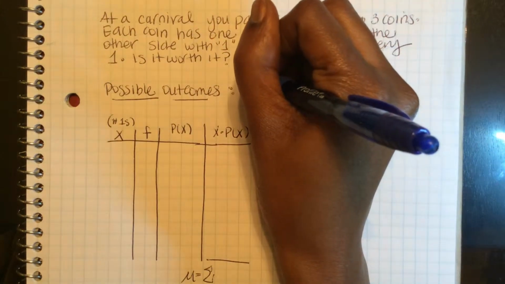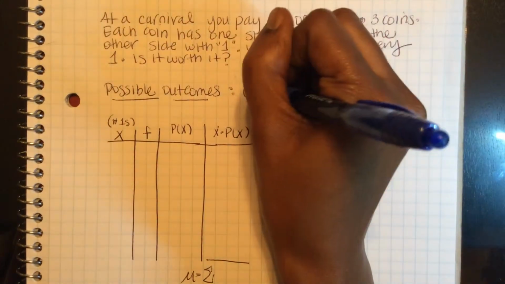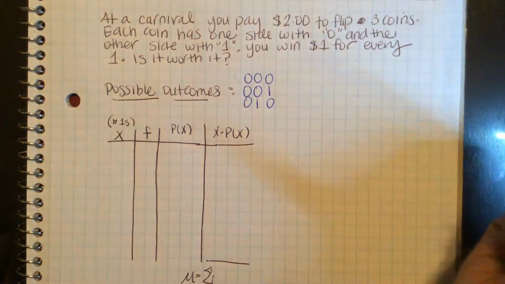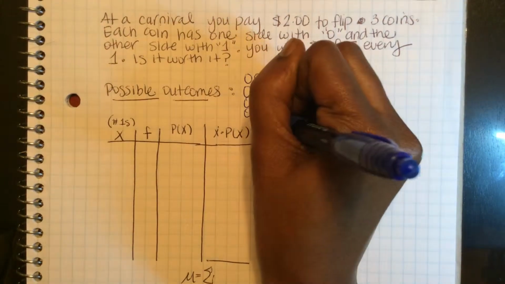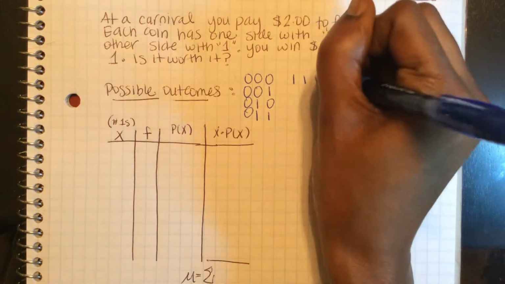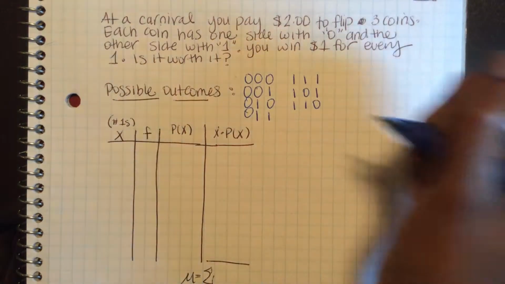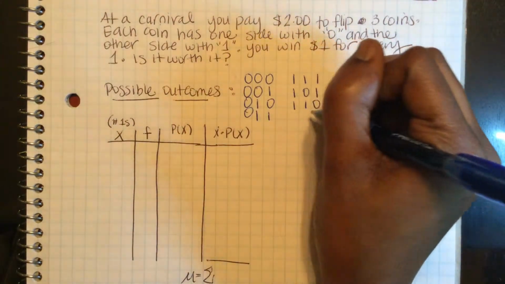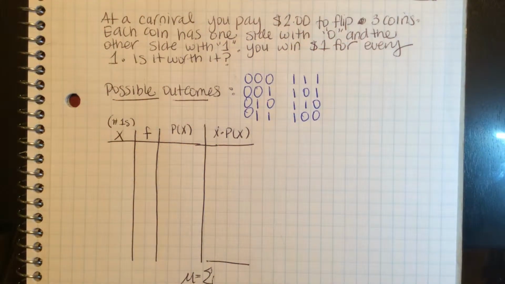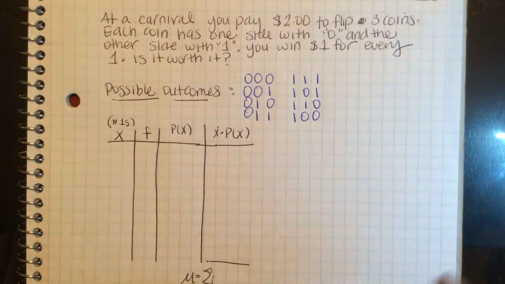So I could get 0, 0, 0, or 0, 0, 1, or 0, 1, 0, or 0, 1, 1. Or I could get 1, 1, 1, or 1, 1, 0, or 1, 0, 1, and let me see, what am I missing? 1, 0, 0. And I believe that's all of the possibilities. So there are 8 total outcomes.